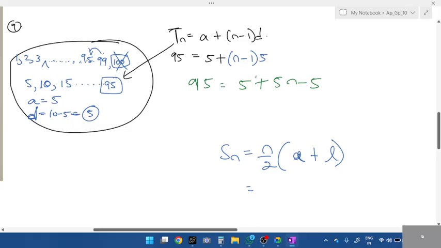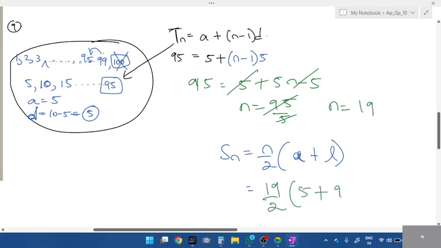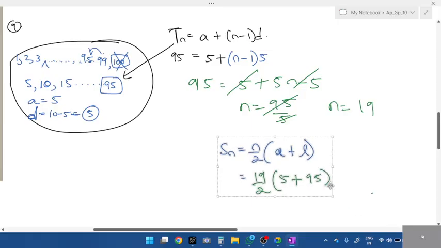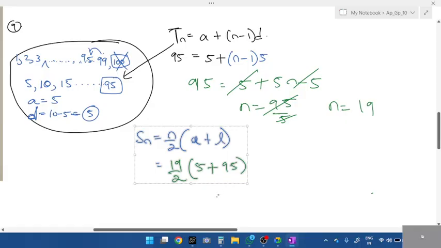Yes, what's the answer, students? n is equal to... substitute 19 divided by 2. First number is 5 plus last number 95. Whoever has the textbook, can you just check the answer? From ninth onwards, everything is important. Whatever we are solving now, everything is related to the board exam.